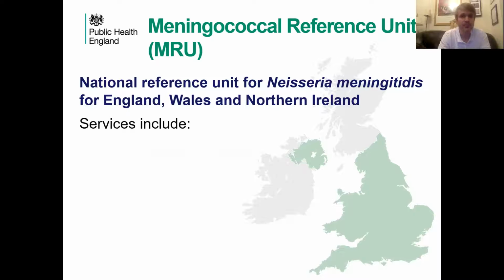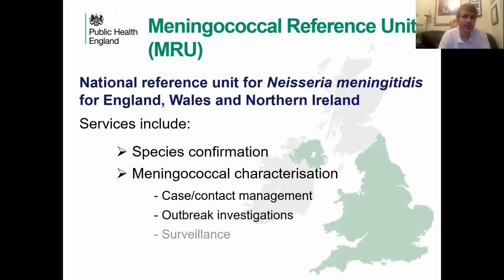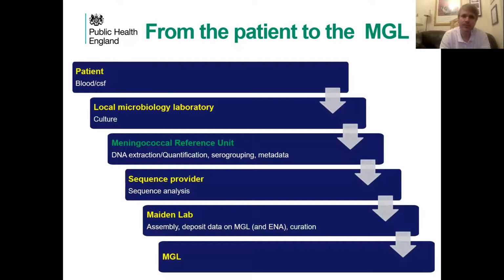And the services we provide include species confirmation and meningococcal characterisation for the purpose of things like case contact management, outbreak investigations and surveillance, and we maintain an archive of currently approximately 100,000 isolates. And from an MGL perspective, of course, we also form part of this chain of laboratories that begins at the patient and ends at the MGL.